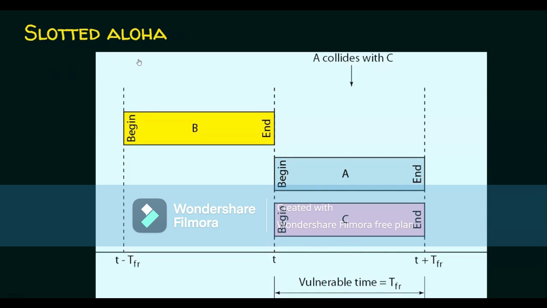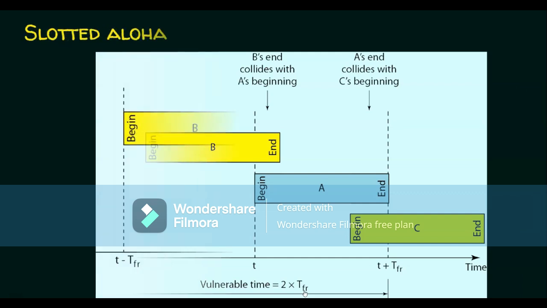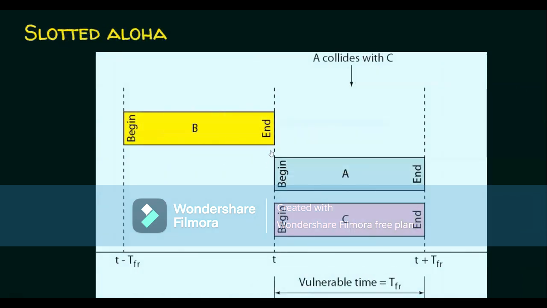How does Slotted Aloha differ from Pure Aloha? In Pure Aloha, there is nothing like time slots and a frame can be transmitted or placed on the medium at any time. B's frame is placed here, A's frame is placed at this time and C's frame is placed at this time, and that's why the vulnerable time is 2 times the frame transmission time. Whereas in Slotted Aloha, we have time slots and sending is permitted only in the beginning of the time slot, and that is why the vulnerable time is the frame transmission time.